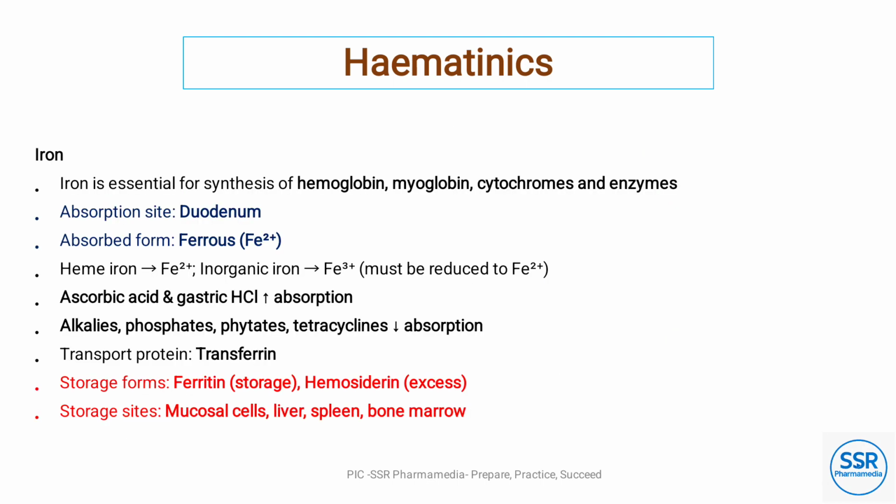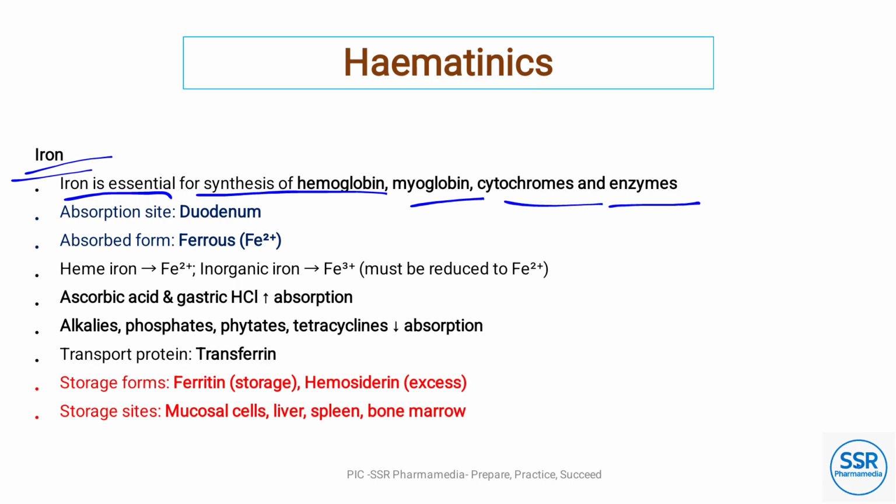So now we will see the introduction about iron, and how it is converted in our body after taking it through a food source or in tablet form, what happens in our body. That we will discuss over here. So iron is essential for synthesis of hemoglobin, myoglobin, and cytochromes and enzymes.